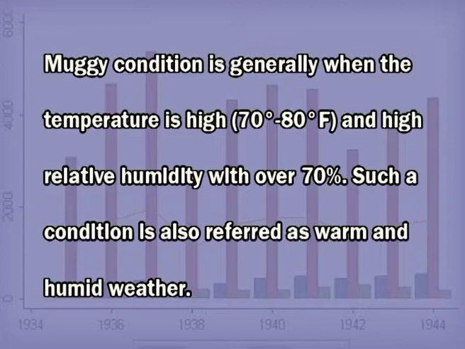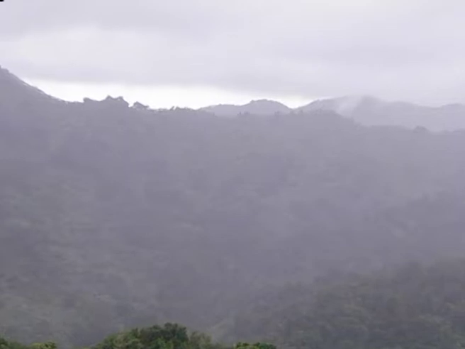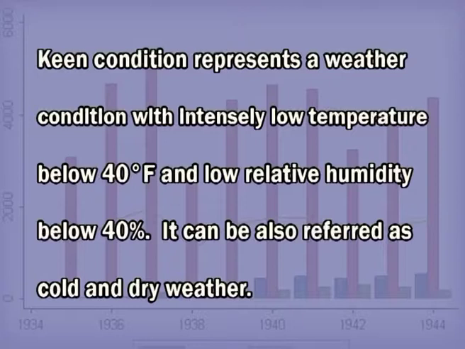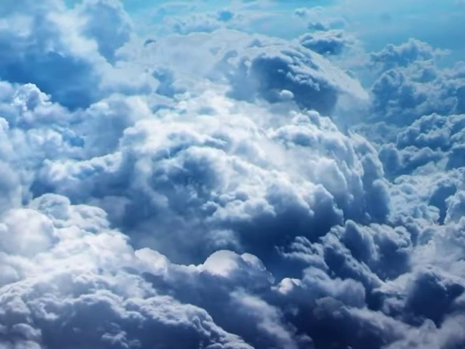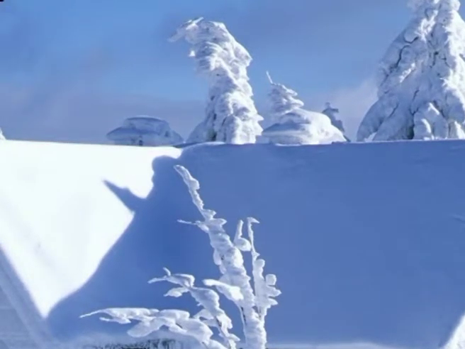Such a condition is also referred to as warm and humid weather. Some extreme examples of weather can be referred to the tropical rainforest regions. Keen condition represents a weather condition with intensely low temperature below 40 degrees Fahrenheit and low relative humidity below 40%. It can also be referred to as cold and dry weather. Some extreme examples can be referred to the subpolar deserts such as the Siberian deserts.